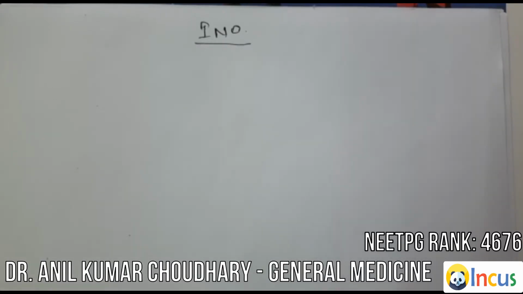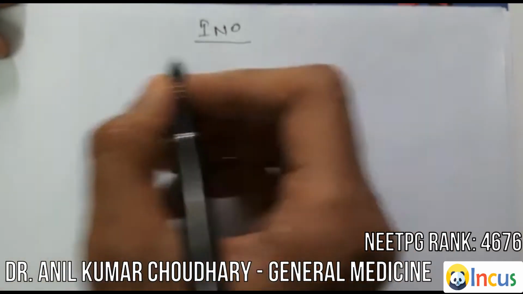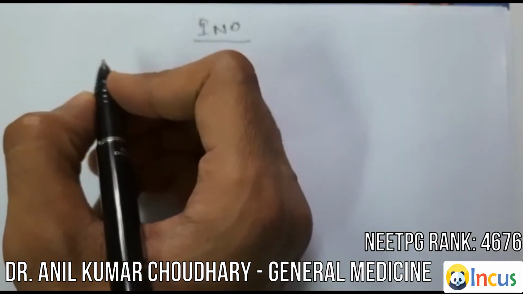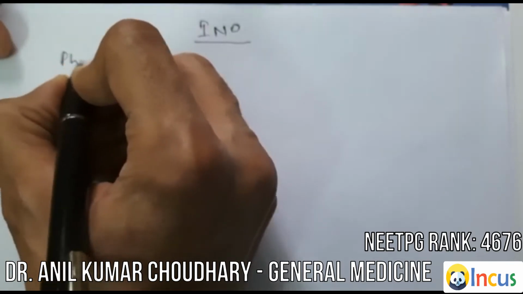Before we begin with the discussion of internuclear ophthalmoplegia, a sincere request from my side would be that before studying any topic of medicine, we first need to know the physiology of that topic, only then the pathology, followed by the clinical aspects and the management. So we'll follow the same trend as I've told you here. Before knowing about internuclear ophthalmoplegia, we need to know about the physiology of horizontal gaze.